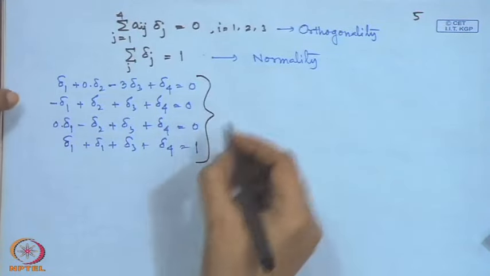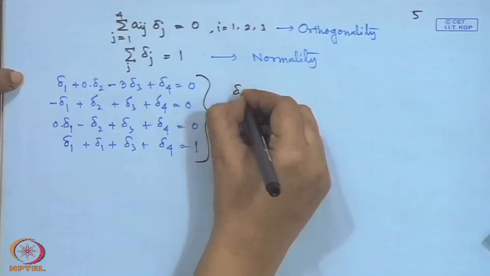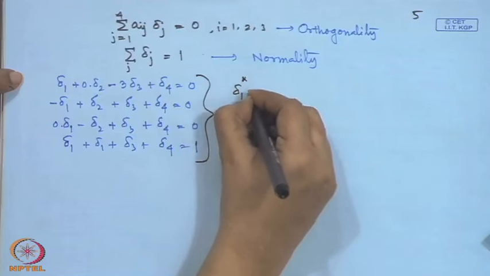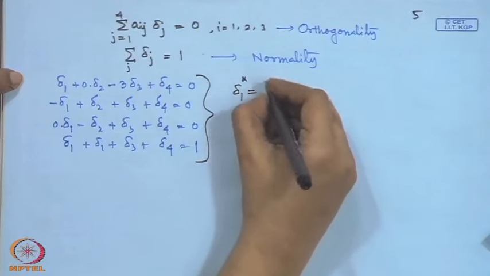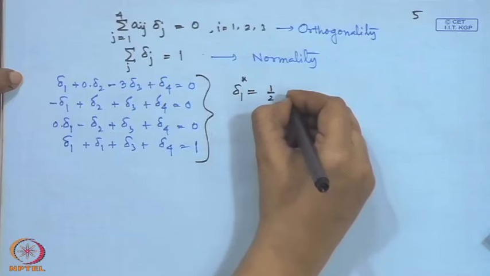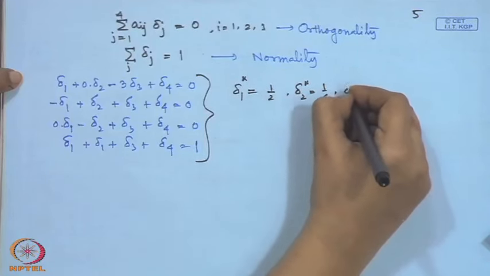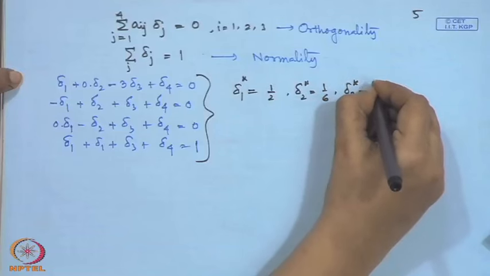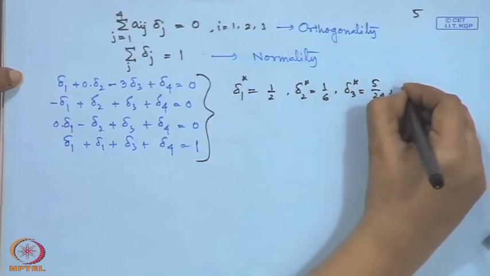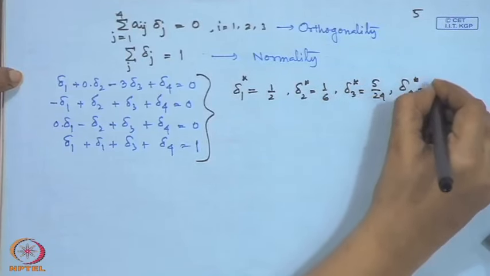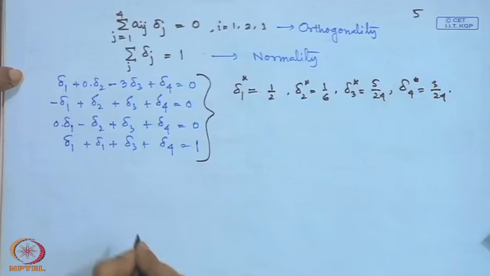From here very easily we can calculate the values. This is the possible minimum value for delta 1, that can be half, delta 2 star is equal to 1 by 6, delta 3 star is equal to 5 by 24, and delta 4 star is equal to 3 by 24.